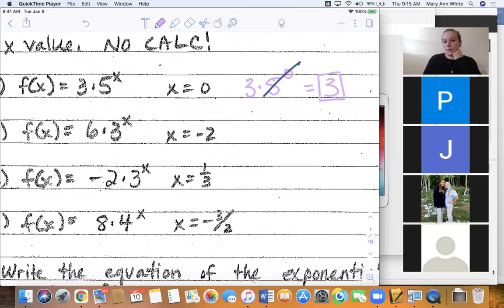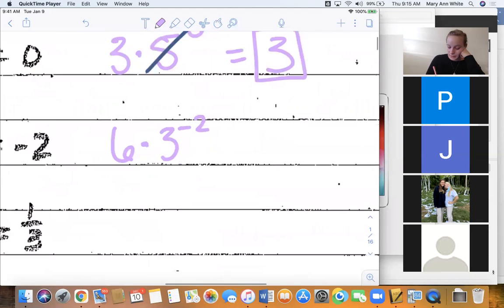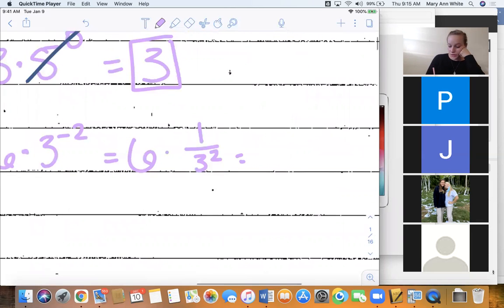Next one, we're looking at where x is -2. So I've got a whole new function. I've got 6 times 3 raised to the -2nd. Remember that a negative exponent makes it into a fraction. It flips it under the fraction bar. So I've got 6 times, my 3 squared goes in the bottom of a fraction. And then now I keep going from there. I do my 3 squared, which is 9.